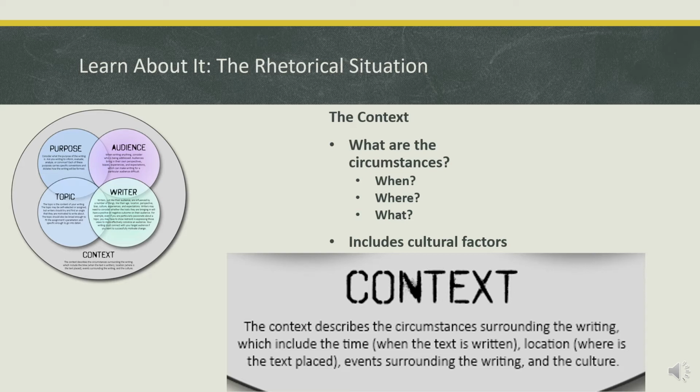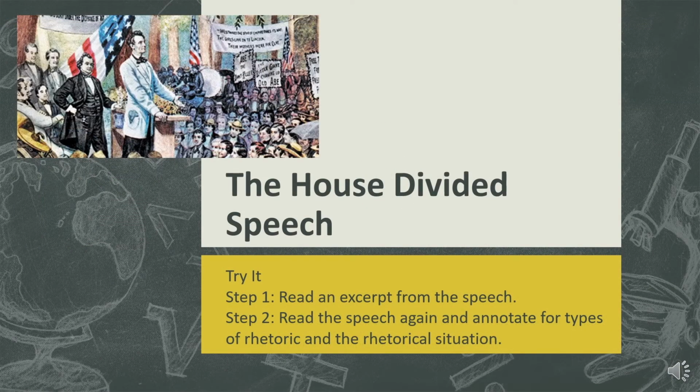If you are completing the print pathway, please include your answers to the questions that we just asked in each slide. If you are completing the digital pathway, complete the quiz titled Learn About It Rhetoric to check your understanding. So let's try it. Today we will read the House Divided speech by Abraham Lincoln in order to analyze the rhetorical situation. You should complete step 1, reading the speech, on your own. We will complete step 2 in the slides that follow. At this time, you should have your resources from this lesson in order to complete them together.